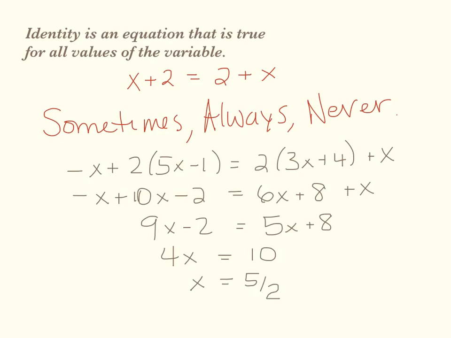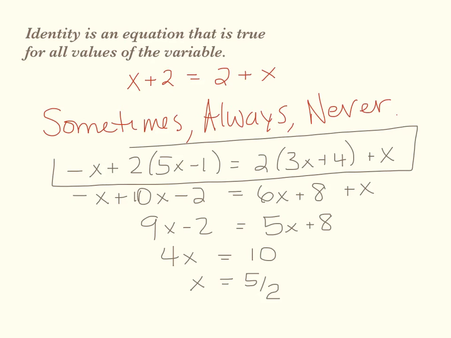And so is that original equation sometimes, always, or never true? And the answer is sometimes. That original equation will be true when x is 5/2. It won't be true if x is anything else. Okay, so that's a sometimes.